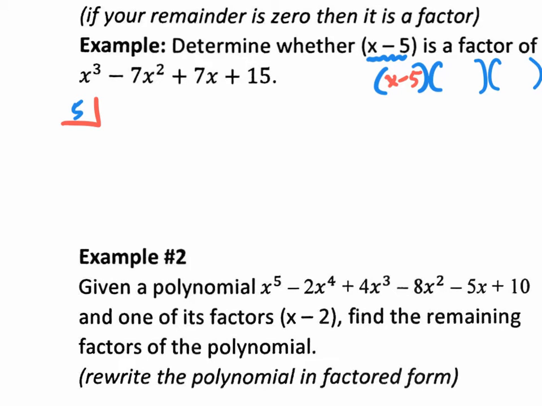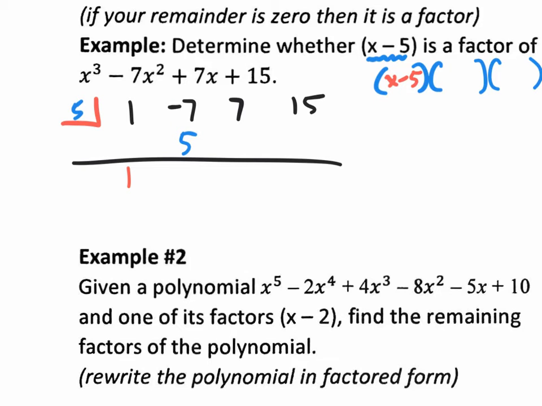Yes? No? Okay. So let's continue and put the coefficients. What are the coefficients? 1. As you go down, you combine. 1 plus nothing is 1. As you go up, you multiply. 5 times 1 is 5. As you go down, you combine. -7 and 5.